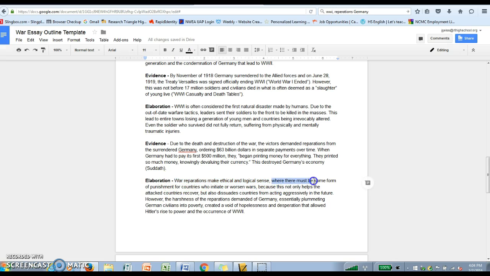They say where there must be some form of punishment for countries who initiated or worsened wars, because this not only helps the attacked countries recover, but also dissuades countries from acting aggressively in the future. So, the statement made here is proven by the explanation after. A lot of writers will stop right here. War reparations make ethical and logical sense. And then they'll move on.